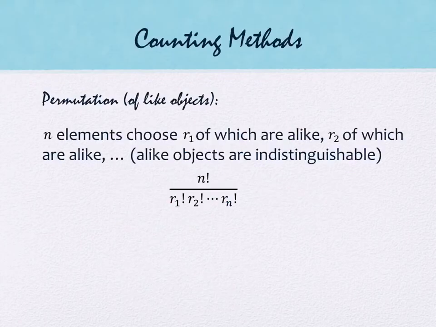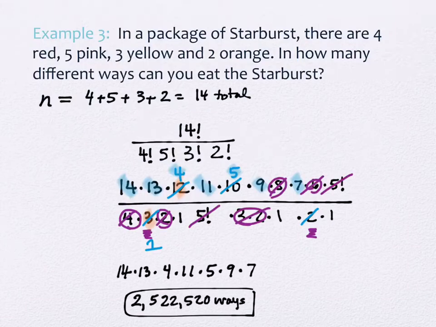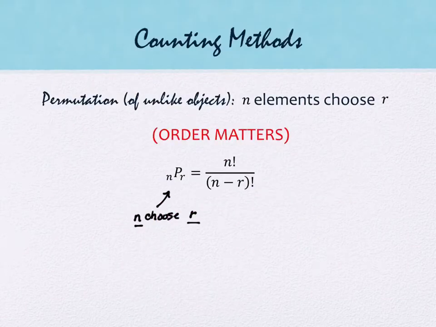If we were working on our Starburst example over here, thinking about the candies, I wouldn't be eating all of them. The permutation of like objects has me eating the whole bag of Starburst. I'm not choosing just a few, I'm choosing the whole bag. So over here, when I'm talking about permutations, I'm talking about choosing just a few from among my choices.